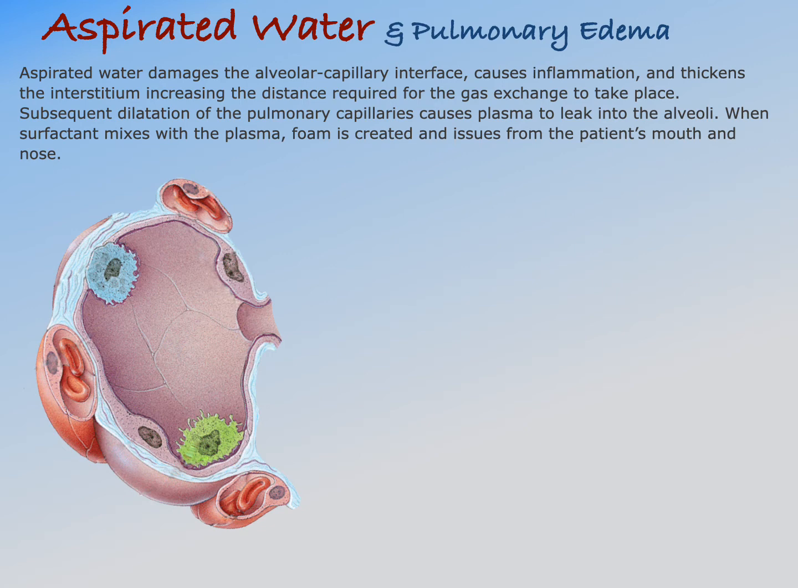Subsequent dilation of the pulmonary capillaries will cause plasma to leak into each alveoli. When the surfactant mixes with the plasma, foam is created, and that issues from the patient's mouth and nose. So foam, if you see it, is an indication of pulmonary edema. If you don't see it, it doesn't mean that they don't have pulmonary edema. It just means that the pulmonary edema is not quite that advanced. So let's take a look at this.